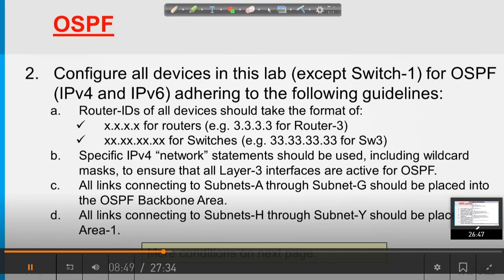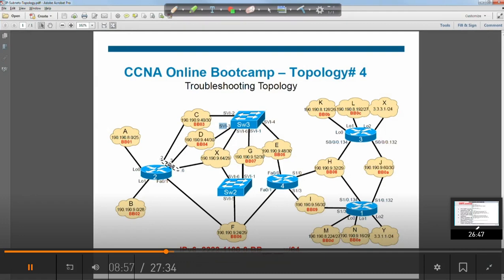All links connecting to subnets A through G should be placed into the OSPF backbone area. Okay, so here's A through G. So the OSPF backbone area, otherwise known as area what?